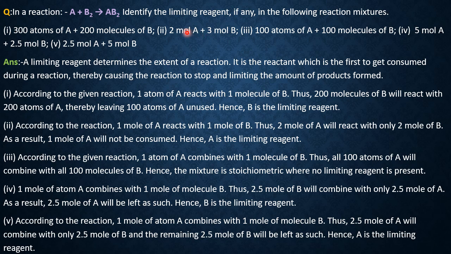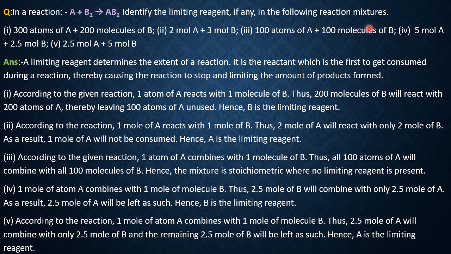Third combination, 100 atoms of A plus 100 molecules of B. It is exactly similar to the question number 1. 1:1 ratio, atoms to molecule, 1:1 ratio. So 100 atoms of A requires 100 molecules of B. It is strictly according to the balanced chemical equation. So here both are matching, tallying as per the chemical equation. Therefore, no one is limiting reagent. Both are as much as required as per the equation. So here limiting reagent is absent.